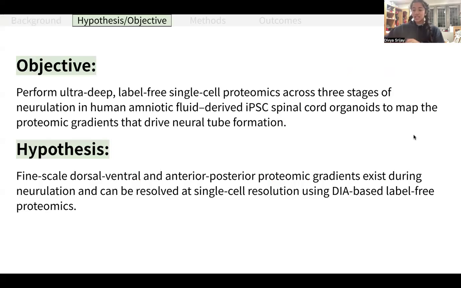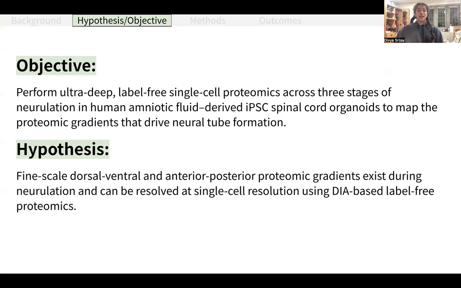To this end, we hope to perform an ultra-deep, label-free single-cell proteomics platform across 3 stages of neurulation in human amniotic fluid-derived iPSC spinal cord organoids, so that we can map the proteomic gradients that drive neural tube formation and eventually, hopefully, get some more insight into neural tube defects that are not very well characterized at this point.